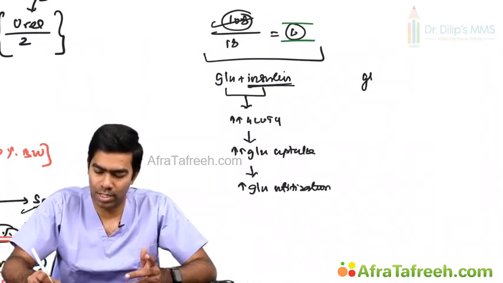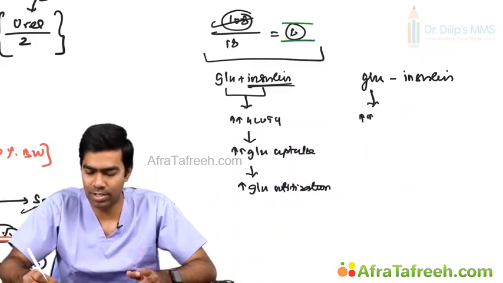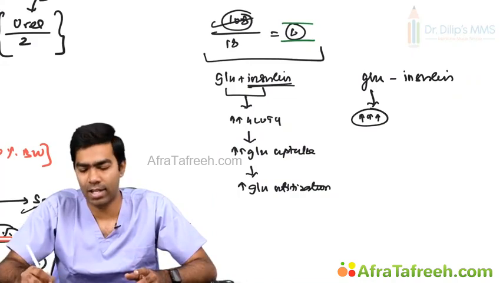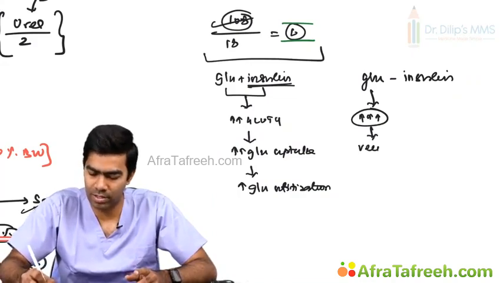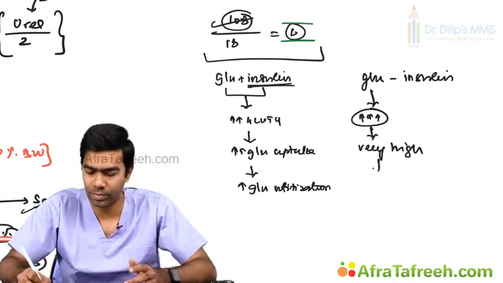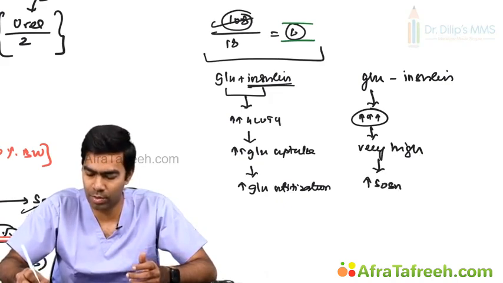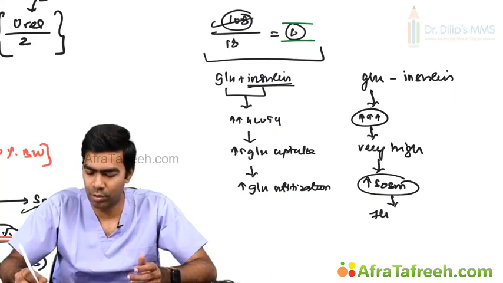But glucose in the absence of insulin is where the problem is. There will be no uptake, which means the glucose level starts rising dramatically, and at very high levels, say maybe 600 or 800, they are going to exert their osmolar forces, increase the serum osmolality, and result in fluid shifts. And those fluid shifts will result in a lot of complications. Let us see what the complications will be.